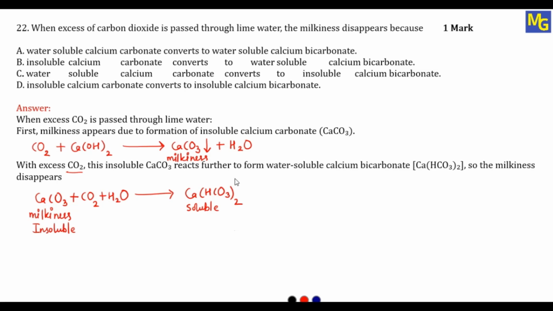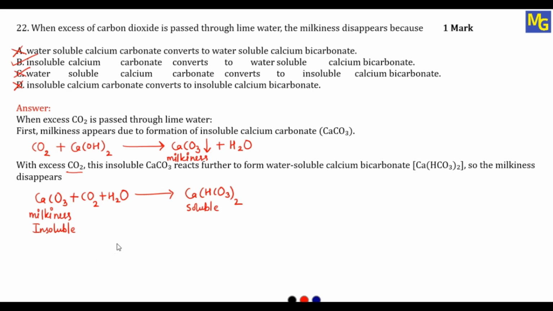Now we can check our options. In the option A, water soluble calcium carbonate converts. Water soluble calcium carbonate, it is not soluble. So this is wrong. Option B, insoluble calcium carbonate converts to water soluble calcium bicarbonate. This is the correct answer. Now if I want to see C and D also, water soluble calcium carbonate, it is not water soluble. Insoluble calcium carbonate converts into insoluble. So your calcium bicarbonate is not insoluble. So therefore this is also wrong. So therefore the correct answer is option B.